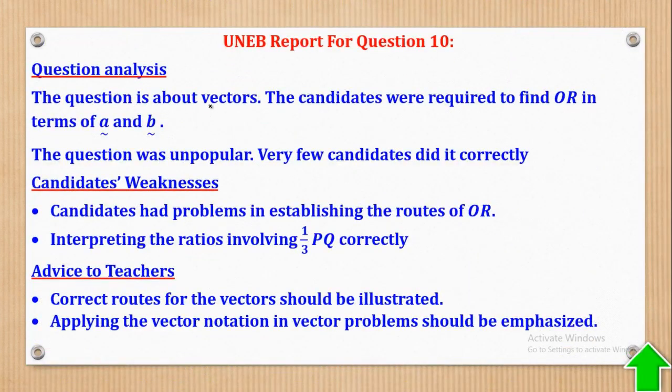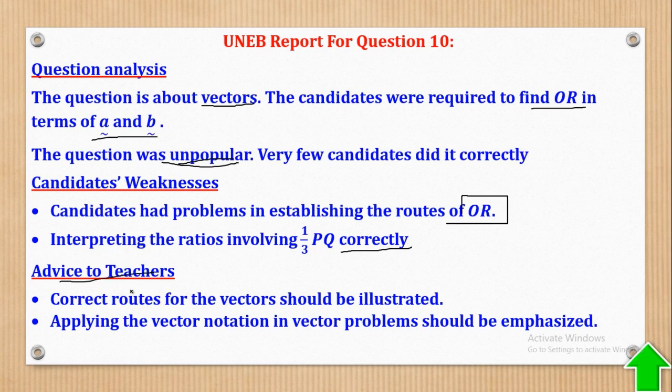So the question was about vectors, and candidates were required to find OR in terms of A tilde and B tilde. The question was unpopular and very few candidates did it correctly. Unpopular means that it appears less frequently in the previous past papers. So the weakness of candidates is that candidates had problems in establishing the root of OR. Then also interpreting the ratios involving a third PQ correctly was also a weakness to many candidates.